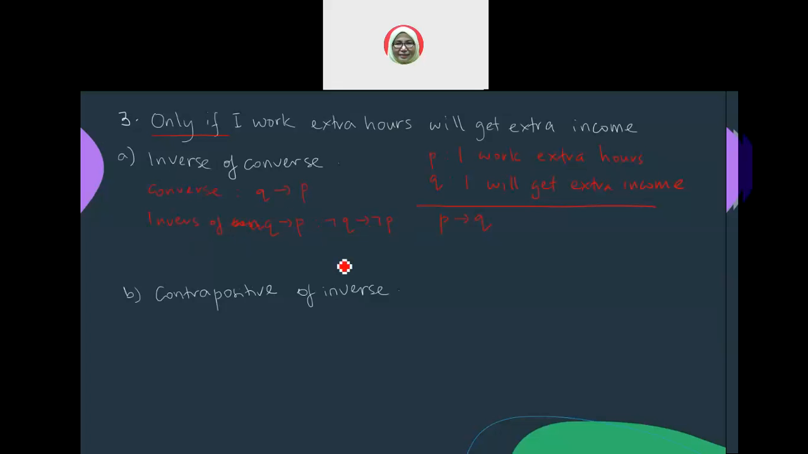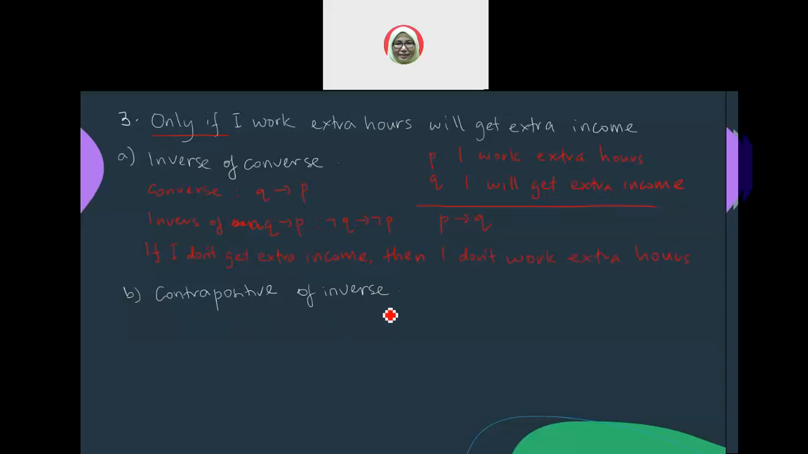implies not P. Alright, so write in words: if not Q, if I don't get extra income, then I don't work extra hours.